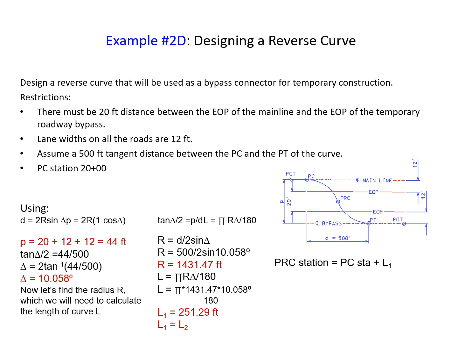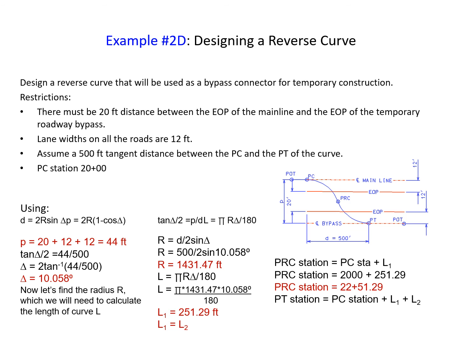The PRC station is the PC station plus the first length of curve. Once you plug in all the values in, you get a PRC station of 22 plus 51.29. Let's calculate the PT. The PT station then is 25 plus 02.58.